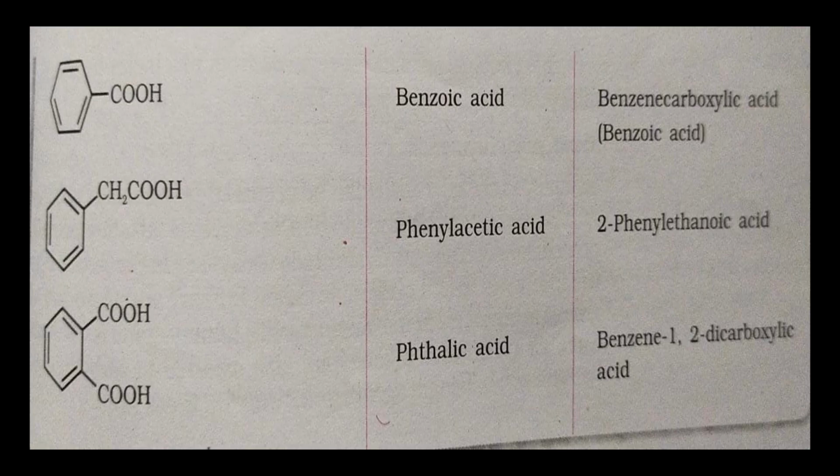A benzene ring attached to COOH, which would be benzoic acid, also called benzenecarboxylic acid. Then another benzene ring attached to CH2COOH, which is phenylacetic acid, which is 2-phenylethanoic acid. Next one, a benzene ring with two COOH groups attached to it, which is phthalic acid, which is benzene-1,2-dicarboxylic acid.